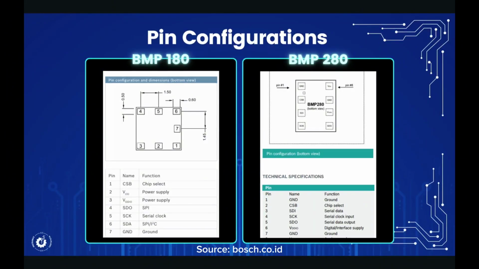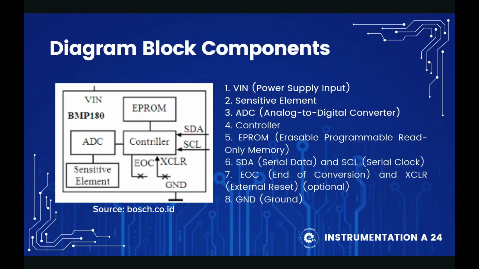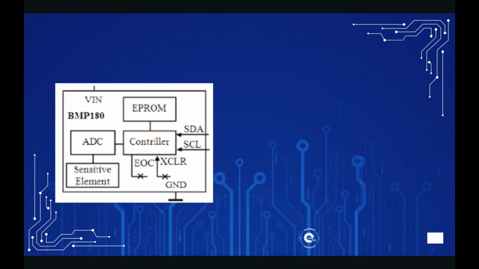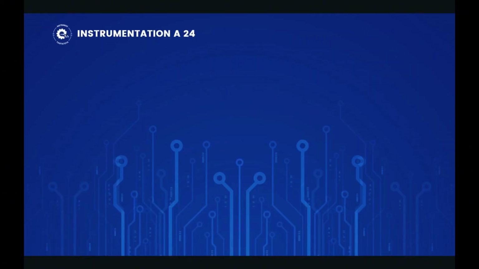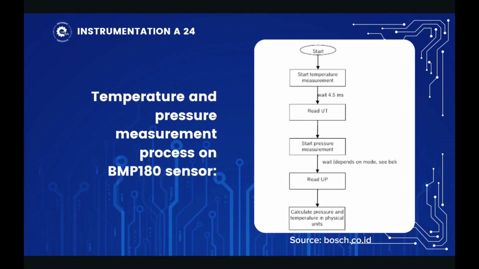As you can see here, these are the pictures of pin configurations of each BMP180 and BMP280. What we show here is the block diagram of the components of each BMP180 and BMP280. And how does the BMP180 sensor work? Here's the picture of the temperature and pressure measurement process on the BMP180 sensor. And this is how the BMP280 works.